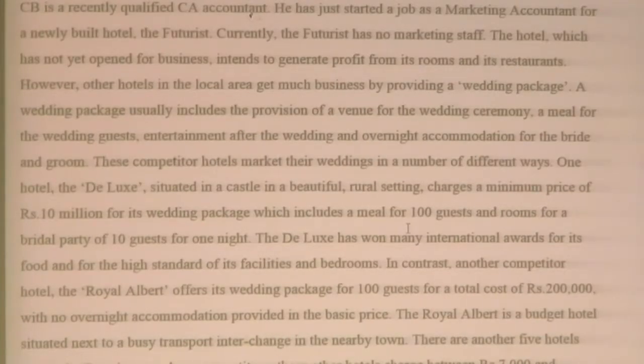CB is recently a qualified chartered accountant. He has just started a job as a marketing accountant for a newly built hotel, the Futurist. Currently, the Futurist has no marketing staff. Newly built hotel. Now, you need to pick.